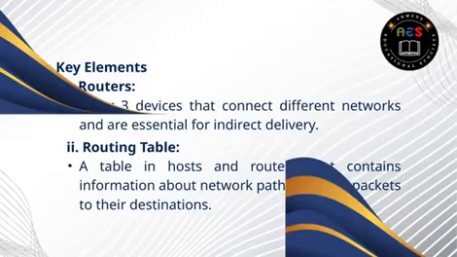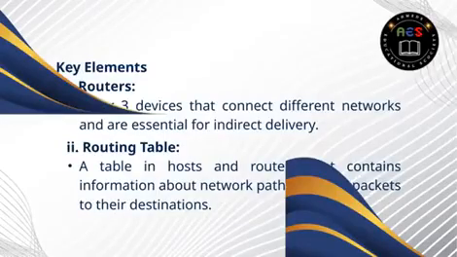Now, moving on to the routing table. Think of this as a kind of map stored within hosts and routers. It contains all the necessary information about different network paths. When a packet arrives, the routing table helps determine the best way to send that packet toward its destination. It guides the data through the network, ensuring it takes the most efficient route possible.